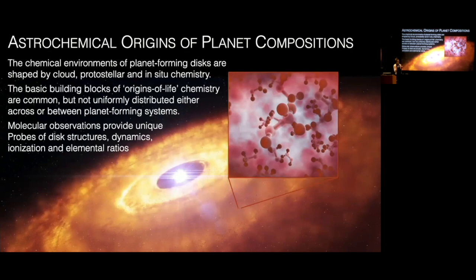When we do look at disks, we do see that the molecules that we would consider the most basic building blocks for an origins of life chemistry are generally there. They're generally quite abundant. And even though we see a lot of diversity in substructure across disks, if we zoom in on the part that I think is the most relevant for planet formation, we generally see quite a lot of it.